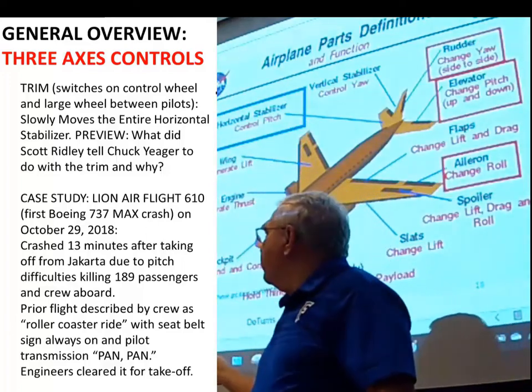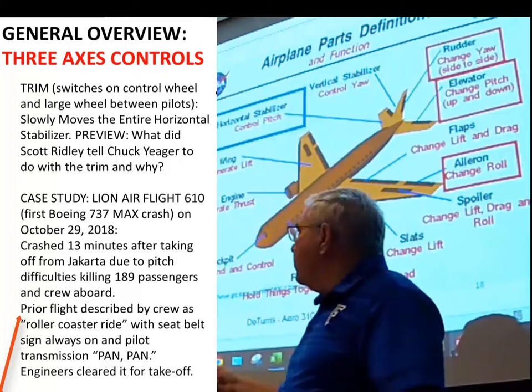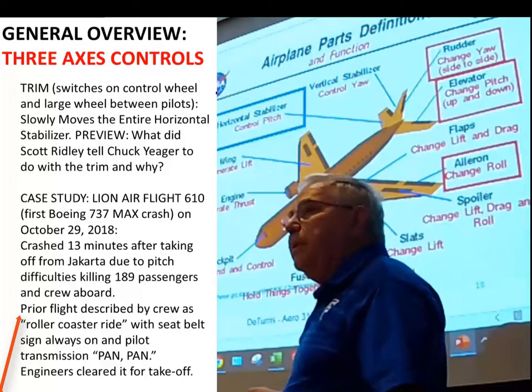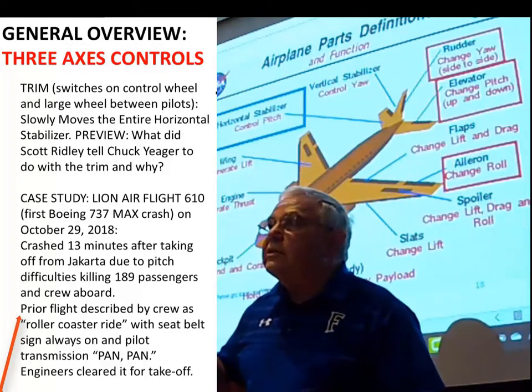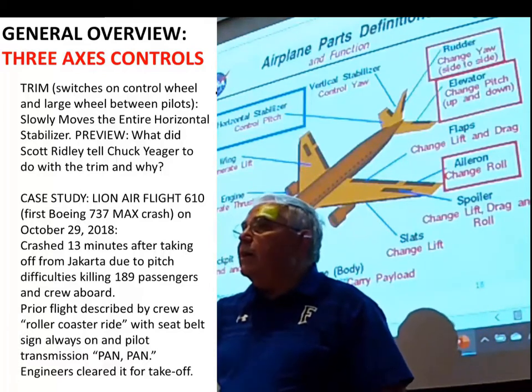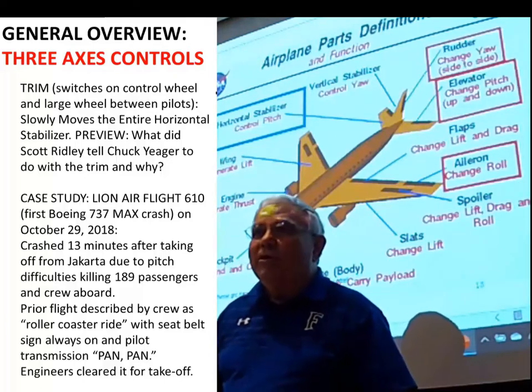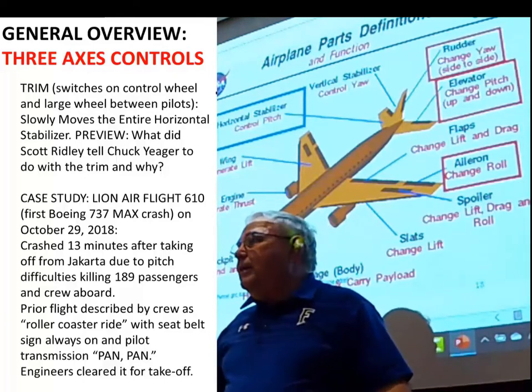All we had to go on was the pilot had radioed back and said, it's like a roller coaster ride. It's a roller coaster ride. And he was saying, pan, pan. Pan is an almost emergency. Mayday is emergency. That means Mayday is 911. Pan would be like 8.911, right? I think I'll need help.